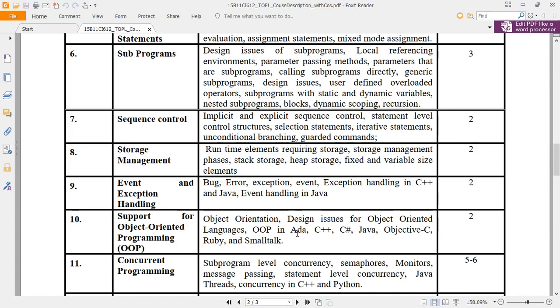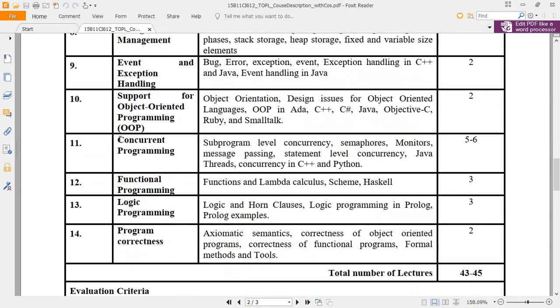Now the current topic, see these are the topics up to support for object-oriented programming will come for the T2 examination. So we have covered up to T2 examination syllabus. Then the next topics such as concurrent programming, functional programming, logic programming, and program correctness. These are the 4 topics will come under T3 examination.